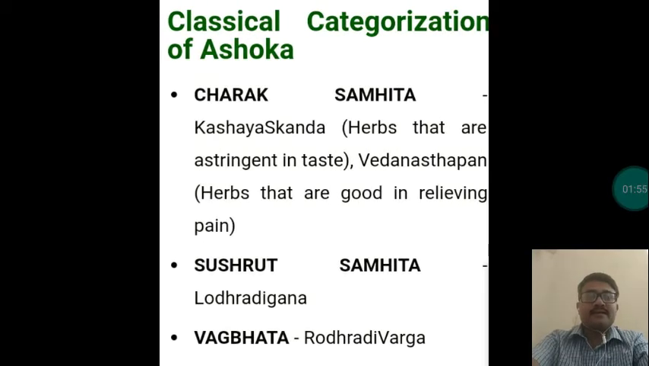Now, classical categorization of Ashoka. Charak Samhita has mentioned this drug under Kasaya Skanda, herbs that are astringent in taste, and Vedana Sthapan, herbs that are good in relieving pain. Sharangdhar Samhita has included it under Lodhradi Gana and Bhavaprakash under Lodhradi Varga.